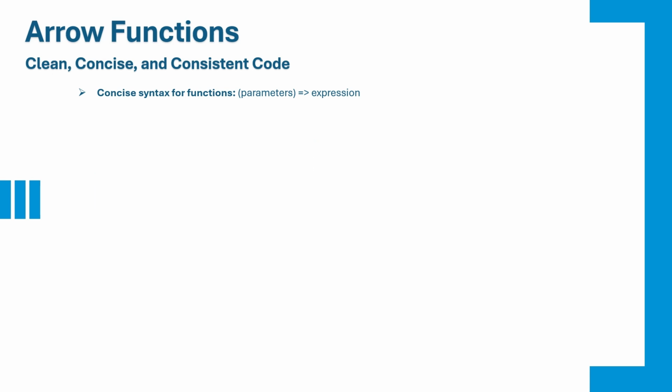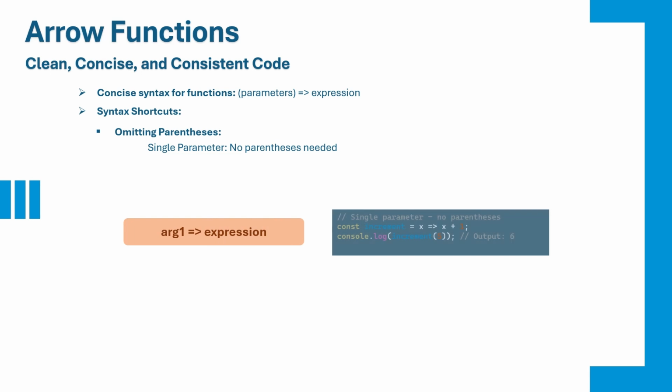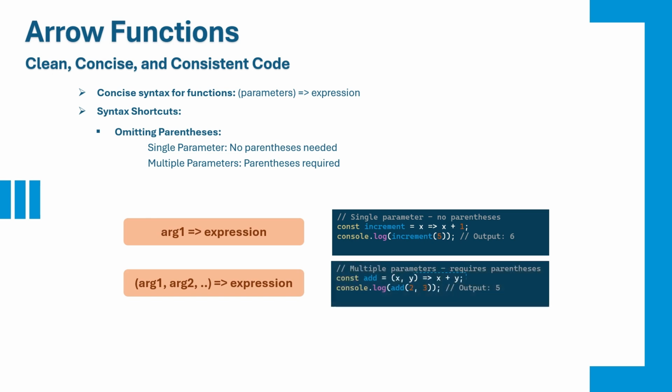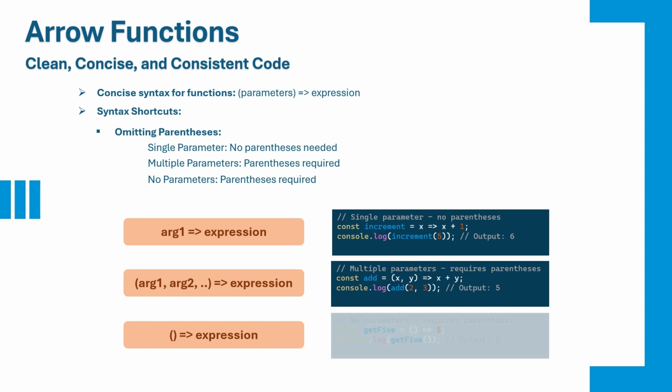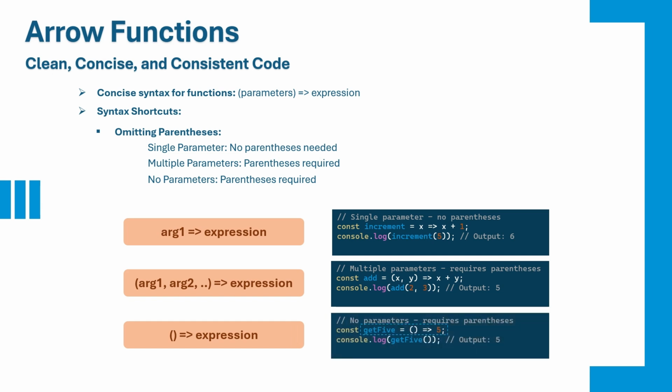Arrow functions in JavaScript offer several syntax shortcuts that help make code more concise and readable. Let's go through a few of these handy shortcuts. First, when using a single parameter in an arrow function, you can skip the parentheses around it. However, with multiple parameters, you do need the parentheses to enclose them. When there are no parameters, you still need to include empty parentheses.